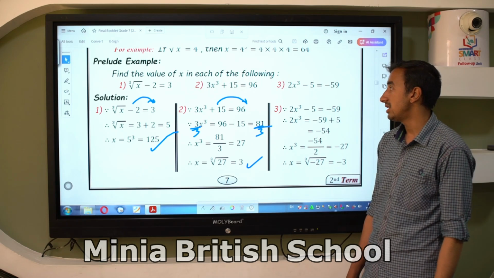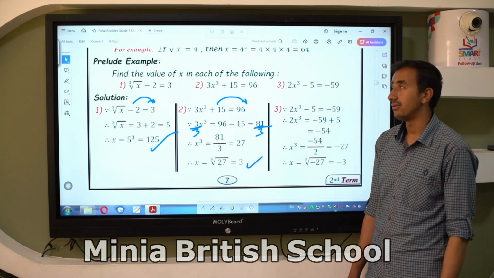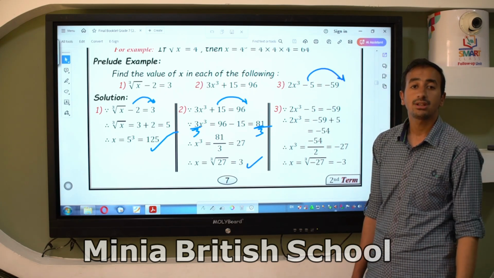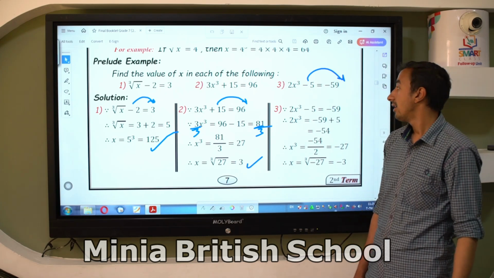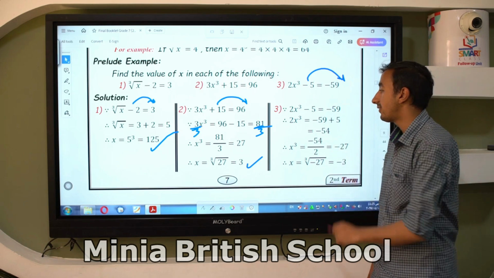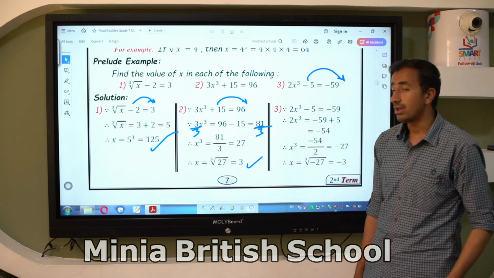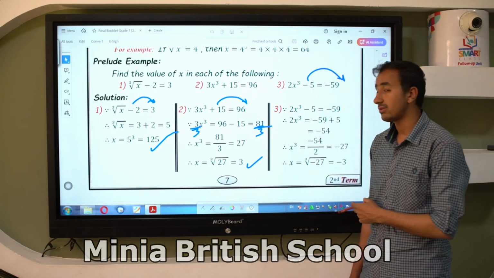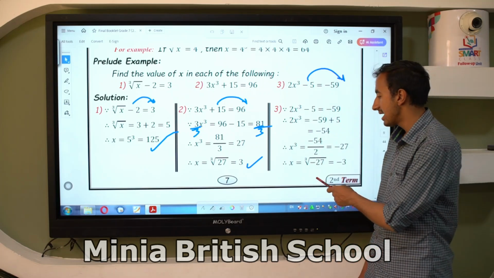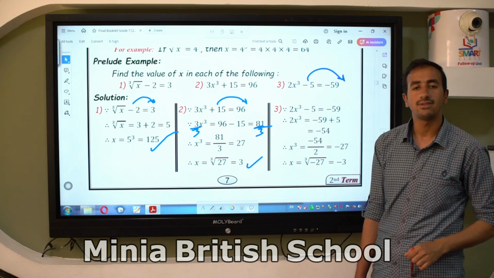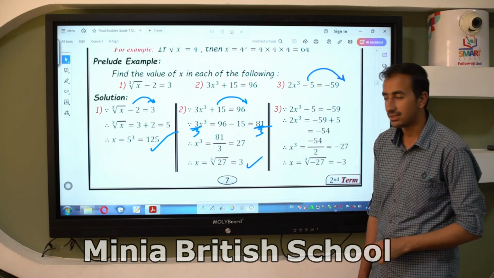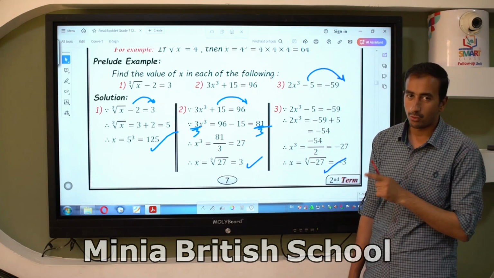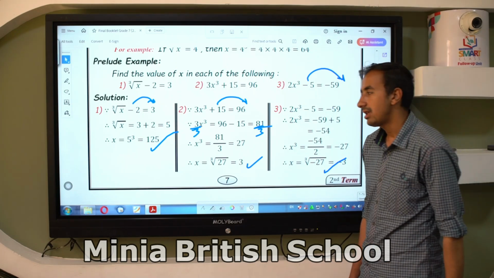Here, 2x power 3 minus 5 equals negative 59. So I can use positive 5 as an inverse operation. Negative 59 plus 5 equals negative 54. 2x power 3 equals negative 54. I can divide by 2. So x power 3 equals negative 27. So x equals cube root of negative 27, which is negative 3. Don't tell me it's undefined. It's a cube root, not a square root. Okay?